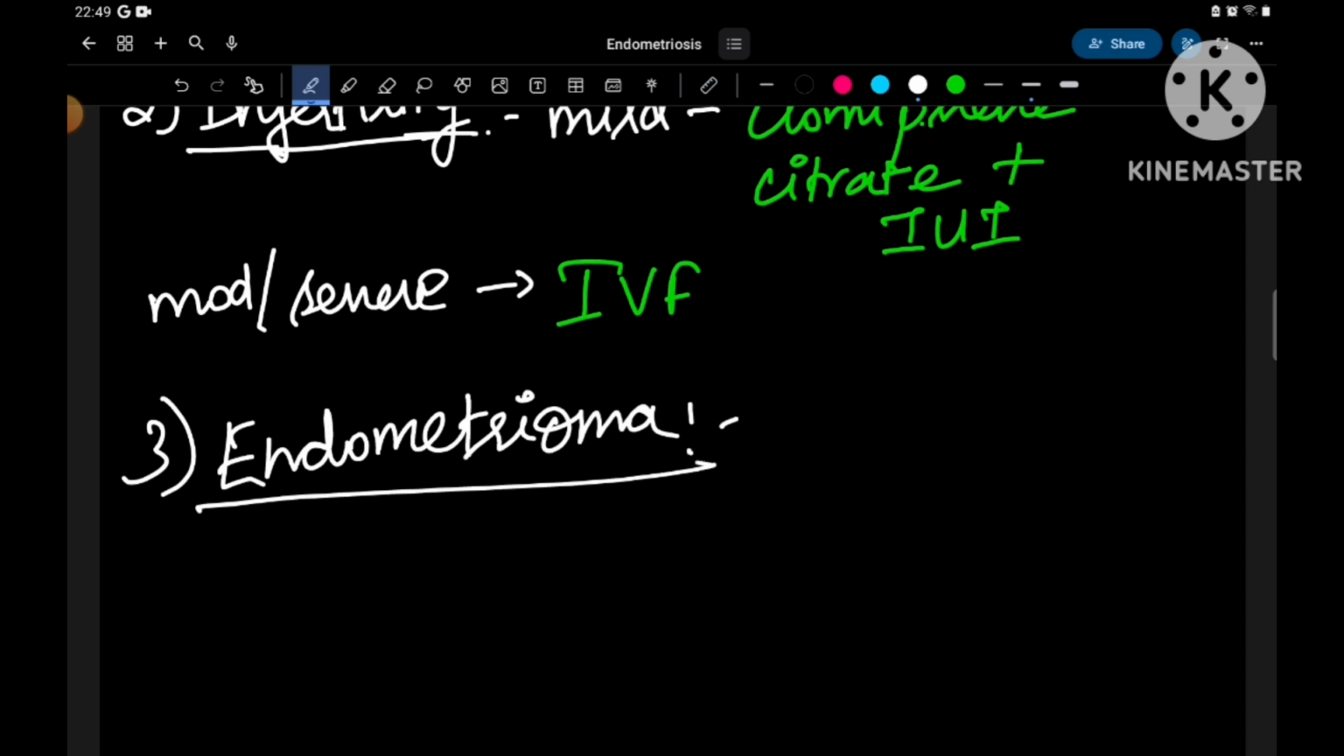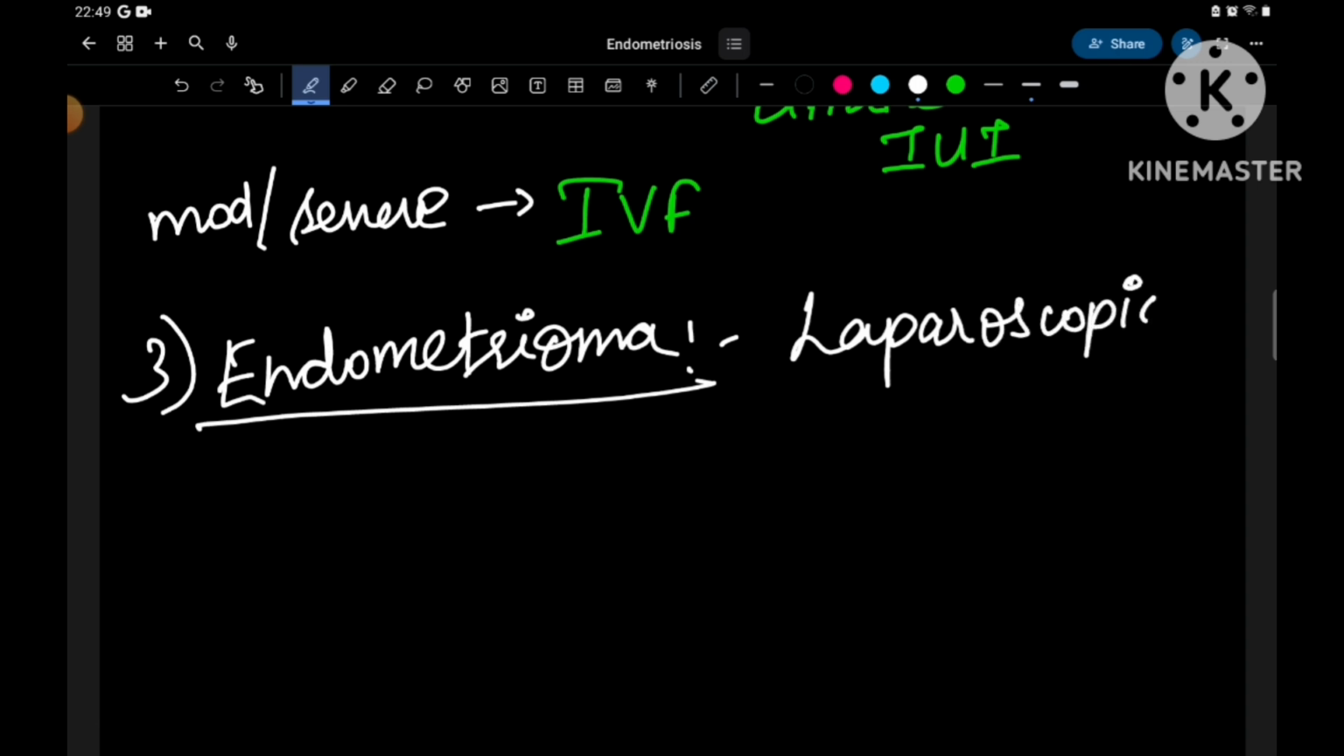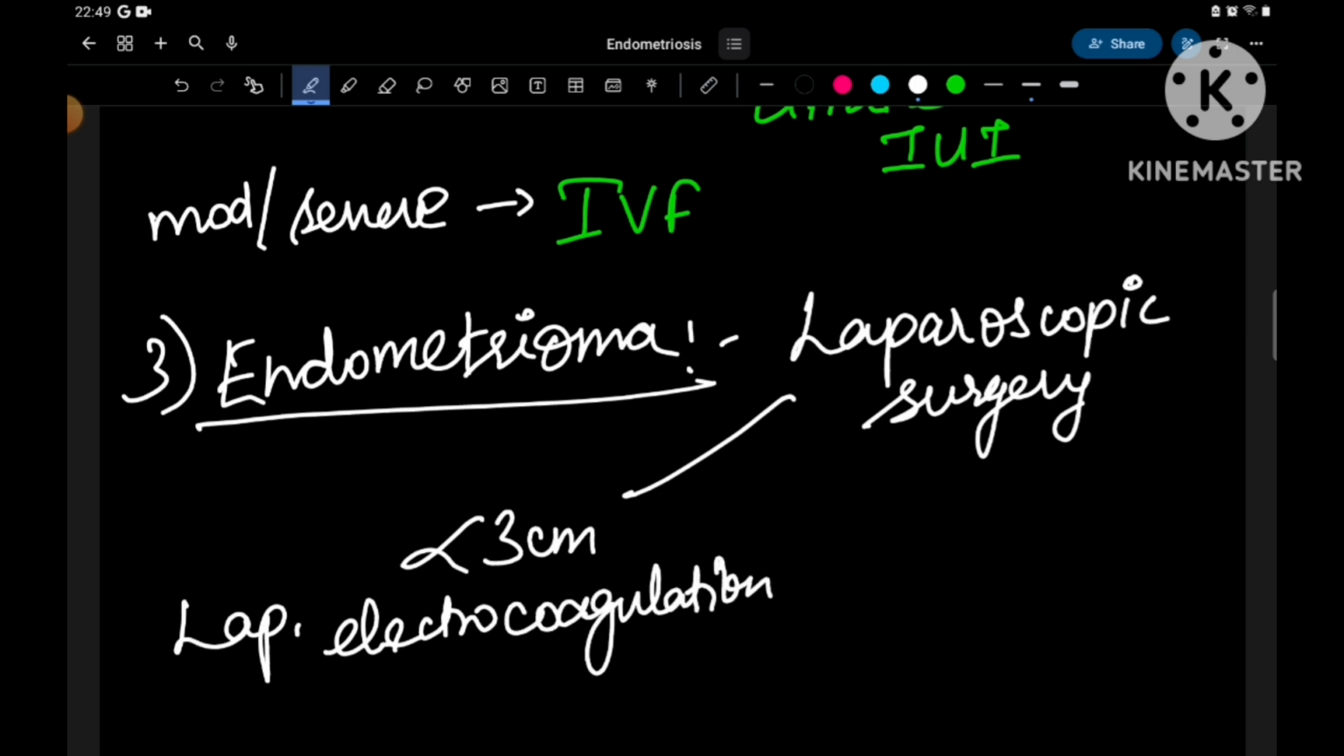Okay, so endometrioma, what is the management? The definitive management is laparoscopic surgery, guys. If it is less than 3 centimeters, we do laparoscopic electrocoagulation. Whereas if it is more than 3 centimeters, we do laparoscopic cystectomy. Just remember this, guys.